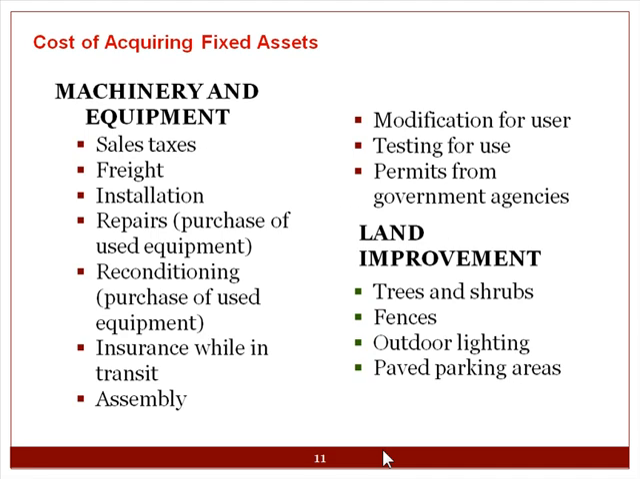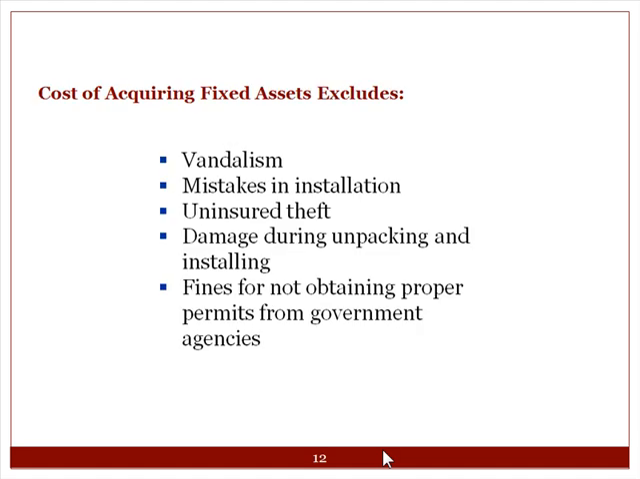Machinery and equipment, same type of thing. Taxes, freight, installation, reconditioning, insurance while in transit, etc. Land improvement, that would be things you do to land, infrastructure, trees and shrubs, fences, etc. So these are all the things you get to include in the cost of acquiring a fixed asset. Things you exclude: vandalism, mistakes in installation, uninsured theft, damage during unpacking, fines for not obtaining proper permits, things that are operational in nature.